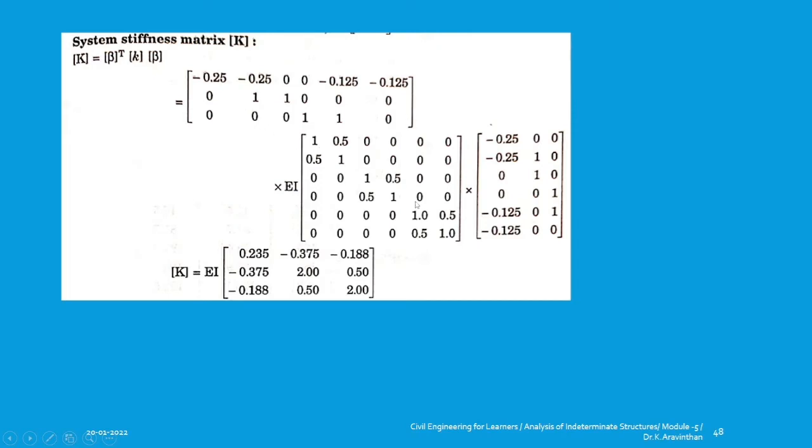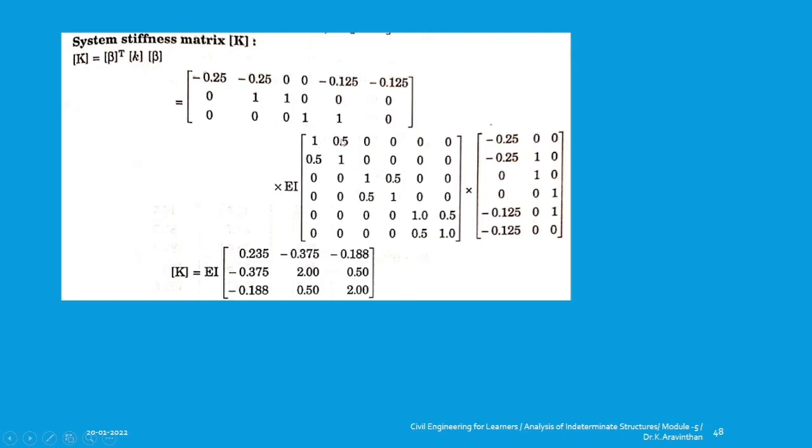Multiply these two values. Now this row into this column. What is active here? 0.25 into 1 minus 0.25 into 0.5. If you add these two components, you will be getting 0.235. The rest of the components will be 0. Likewise, this row into the second column.